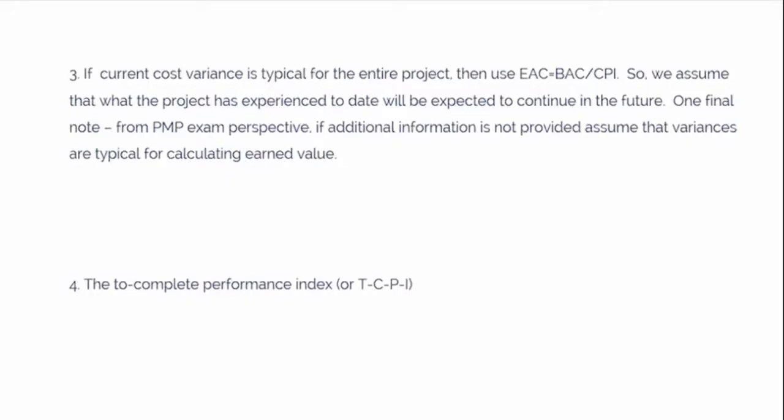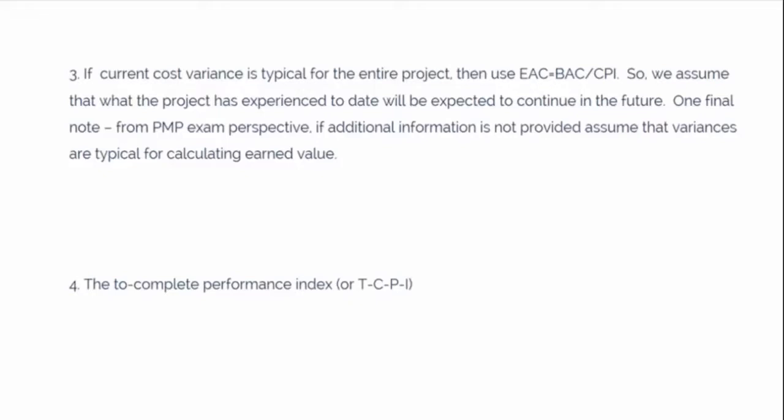Number 3, variances are typical. In other words, estimate at complete forecast for estimate to complete work performed at the present CPI. If current cost variance is typical for the entire project, then use this formula. EAC equals BAC divided by CPI. So we assume that what the project has experienced to date will be expected to continue in the future. One final note, from PMP exam perspective, if additional information is not provided, assume that variances are typical.